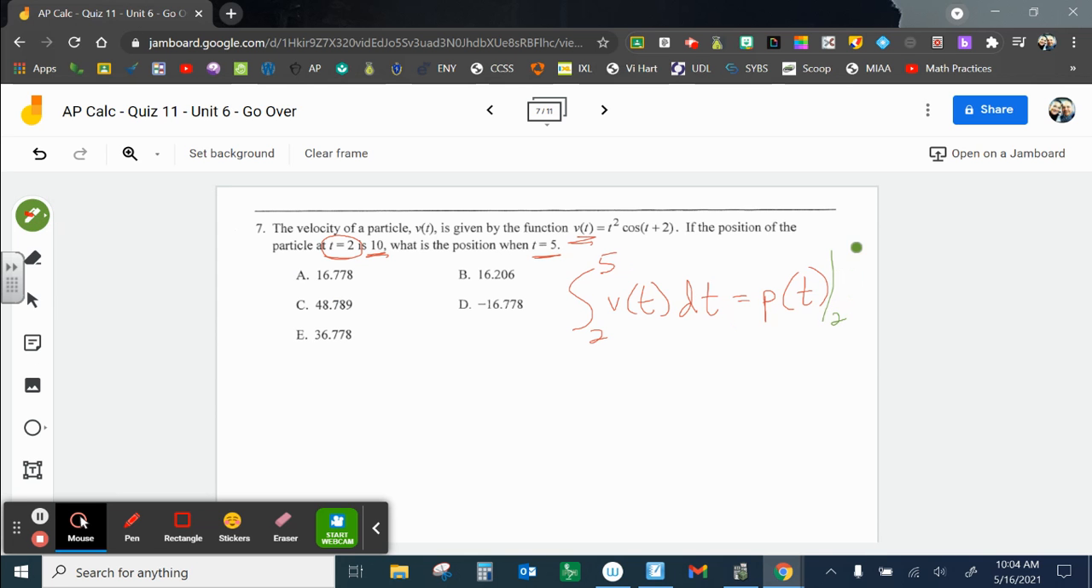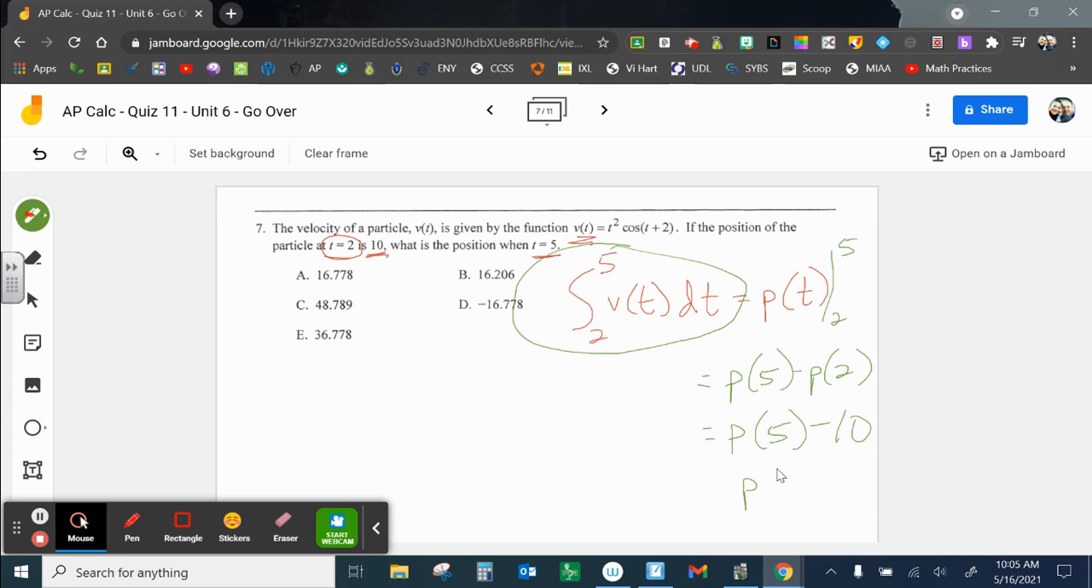Okay, and now I know I'm evaluating from 2 to 5. So this is the key part here. I'm going to do this part on the calculator, and I'm going to get most of this answer on there. So now this is equal to the position at 5 minus the position at 2. And I don't know what the position at 5 is, but I was told the position at 2 was 10. So really, whatever I get for an answer here, I'm just going to add 10 to it.